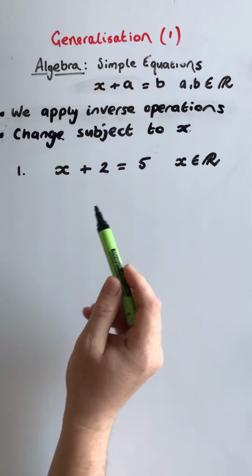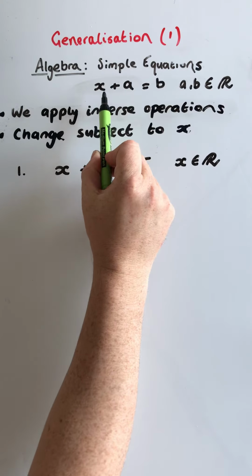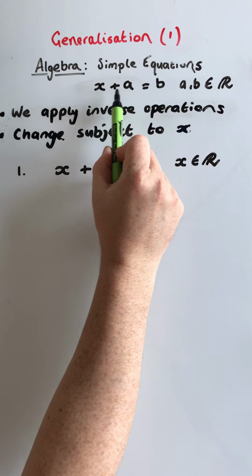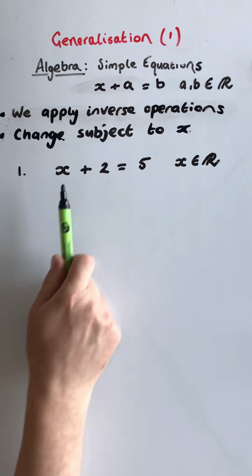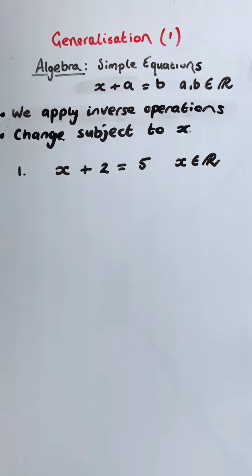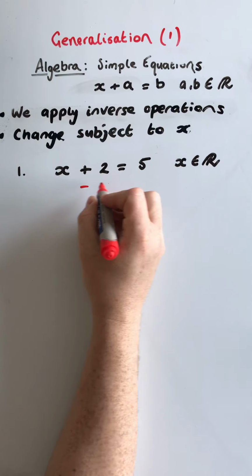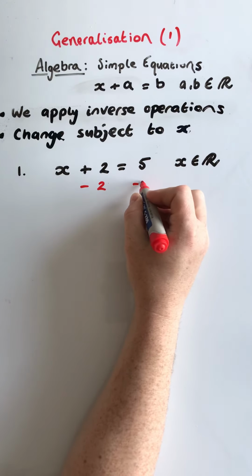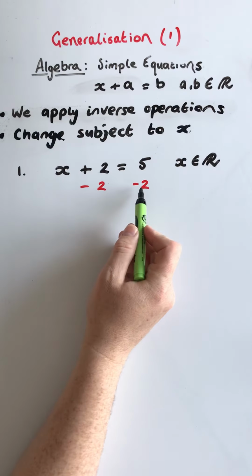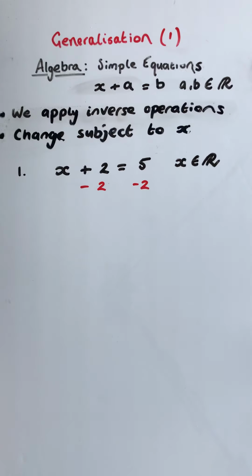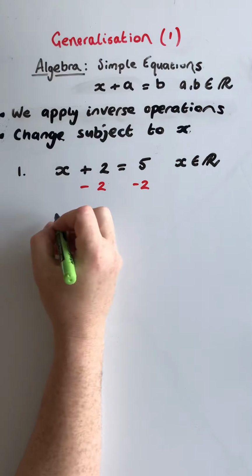As a recap, in general these linear equations take the form x plus a equals b, where a and b are a member of the real number line. This was an example that we looked at. By applying inverse operations, we are applying a minus 2. We have to have the left hand side equal to the right hand side at all times, so whatever we do to the left, we have to do to the right for it to be balanced. Keeping this in a nice column.